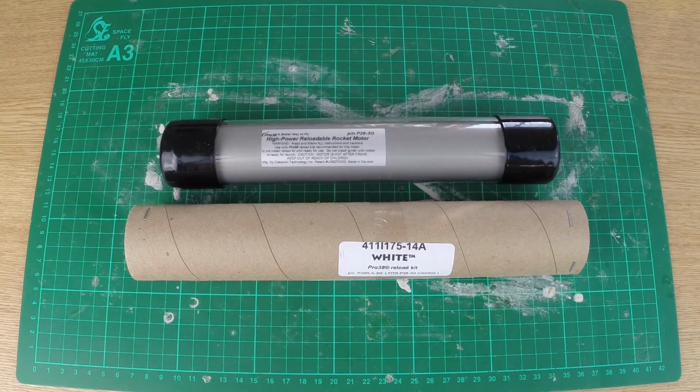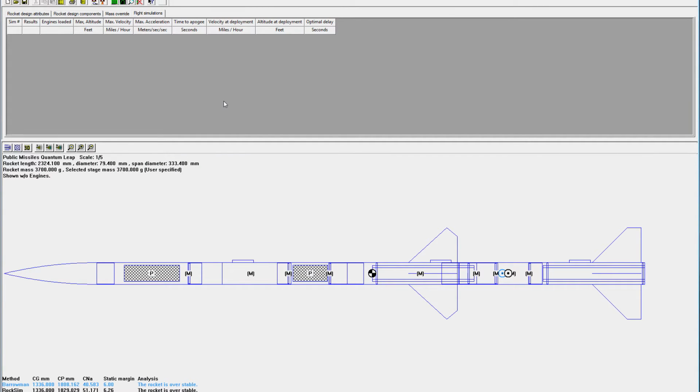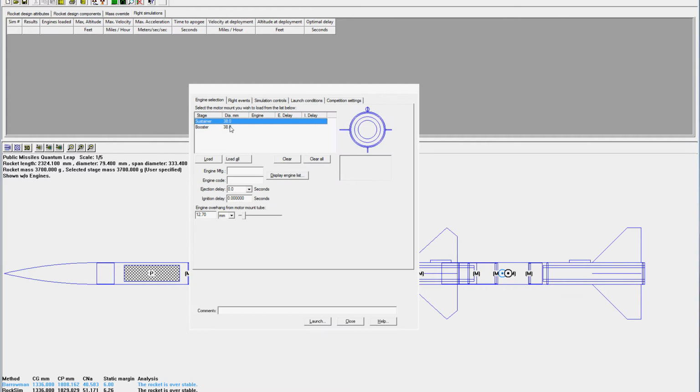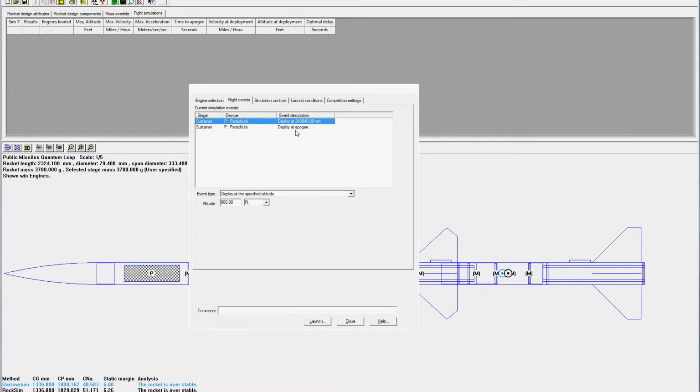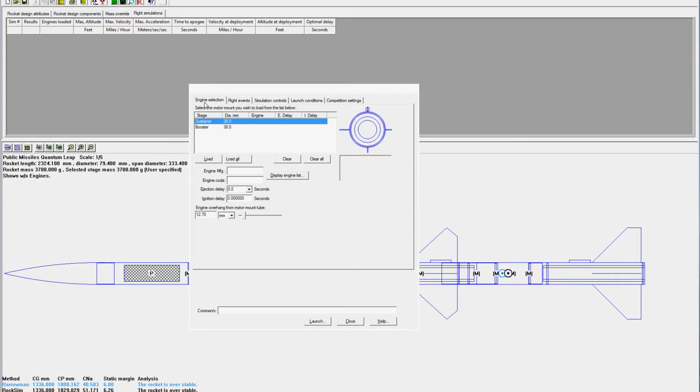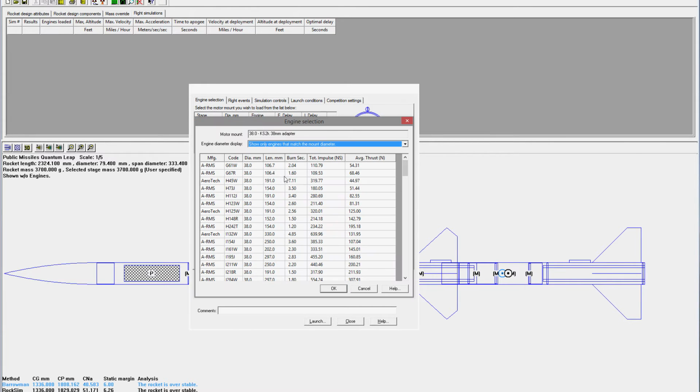Righty ho. Now we've had a look at those, let's go into Rocksim and have a look at the specific performance we can expect. Okay folks, here you can see we're in Rocksim, and it's quite a lot to do. We've got the whole rocket loaded up down the bottom here in two stage configuration, the booster and the sustainer. So let us prep it for launch. In flight events, I've got a couple of things going on. You can see the main parachute coming up at 800 feet, the drogue deploy at apogee, and if we're going to engine selection, let us choose the engines that we have got.